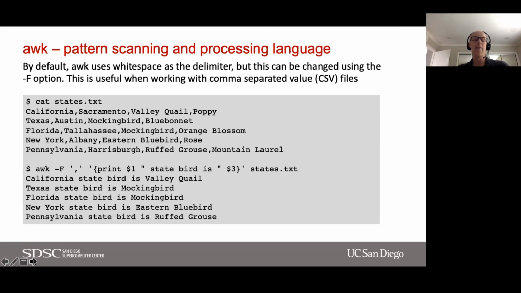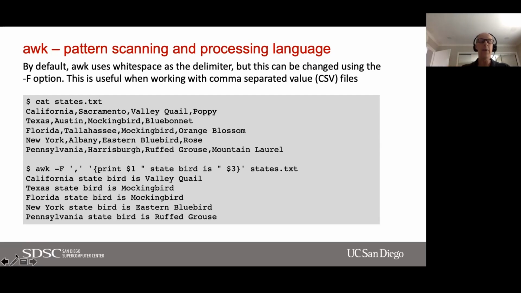Now, one thing that makes this a little more complicated is that we have embedded spaces. So you'll see there is a valley quail, a ruffed grouse, an eastern bluebird, a mountain laurel. So if I use awk with the standard or the default white space delimiter, the lines aren't going to be parsed the way I expect. For example, that first line will be split into two fields: California, comma Sacramento, comma Valley. Then we have a white space. So now my second field is going to be quail, comma poppy.